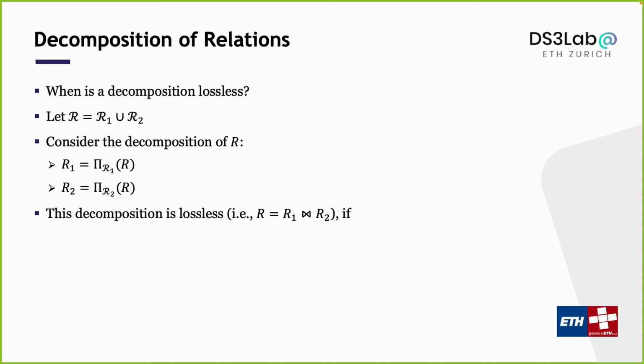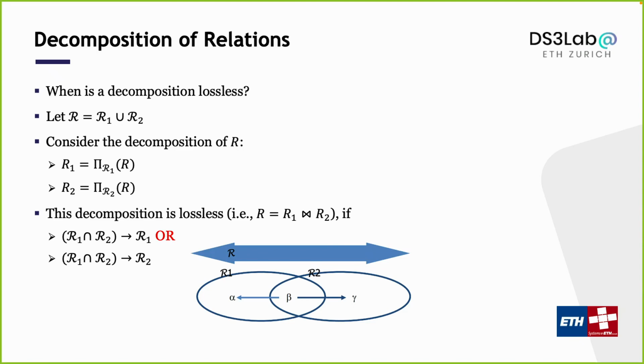Is this decomposition lossless, meaning that if I do a natural join between R1 and R2, I'm going to get the original R? This decomposition is lossless if and only if you have a functional dependency from the intersection of R1 and R2 to R1, or you have another functional dependency from the intersection of R1 and R2 to R2. Okay? The way to think about it is this is all the possible attributes. You have one subset which is R1, you have another subset which is R2. And the intersection, for example, let's call that beta.